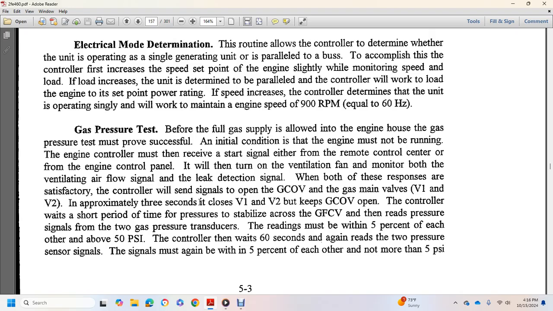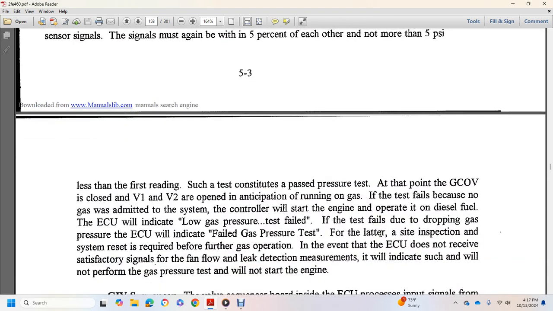The controller will wait a short period of time for the pressure to stabilize at the gas fuel cutoff valve. It reads the signals of the two gas pressure transducers. The readings must be within 5% of each other and above 50 psi. The controller waits 60 seconds, then again reads the two pressure sensors. The signals must again be within 5% of each other and no more than 5 psi less than the first reading. Such a result constitutes passing the pressure test, at which point the gas cutoff valve will close and valves 1 and 2 will open in anticipation of running on gas.